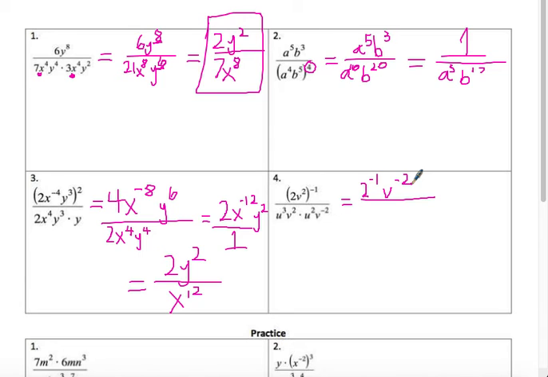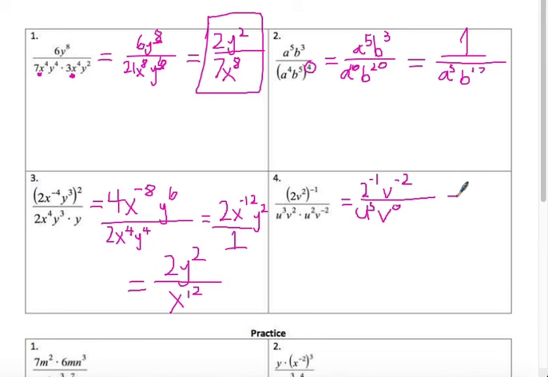And then the denominator we have is going to simplify to, so I have u cubed and u squared, so that's u to the 5th. And v squared times v to the negative 2 is v to the negative 4th. Oh, just kidding. That's 2 plus negative 2 is going to be 0. And v to the 0, I'll go ahead and write that 0. But remember, v to the 0, we know is 1.